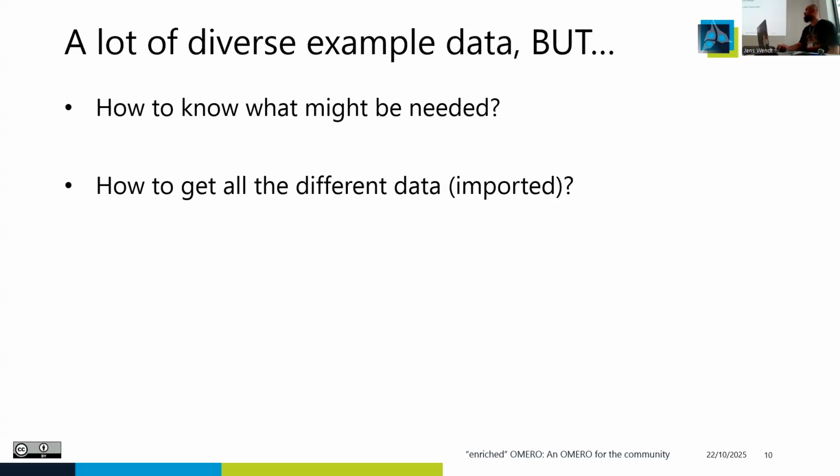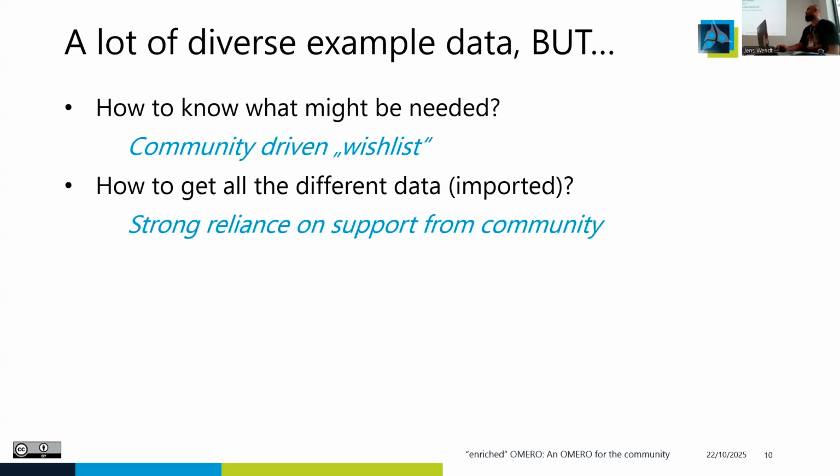I think the last one might be the easiest one to implement, the diverse example data. How to know what might be needed? Always tricky. But my answer would also be some kind of community-driven wish list.